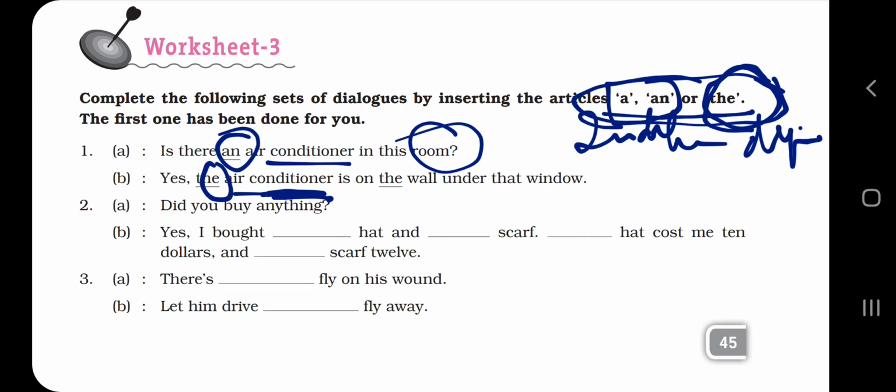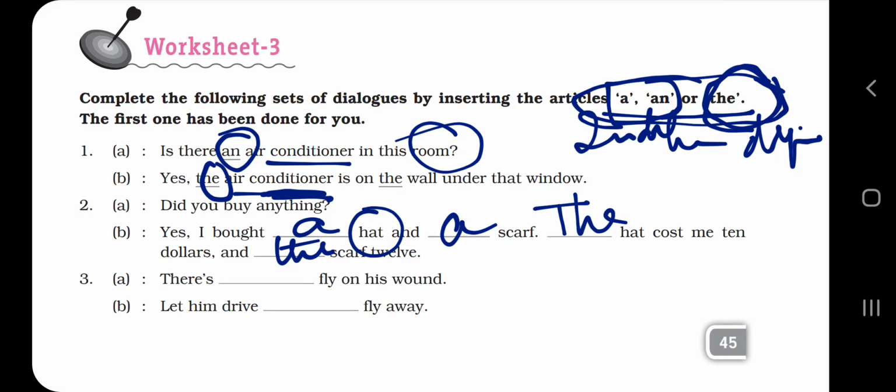Did you buy anything? Yes, I bought. Now here there is no definite. It's any hat that is bought. So yes, I bought a hat and a scarf. Now we are talking about the same hat, so we will write here, the hat cost me $10 and the scarf cost me $12.